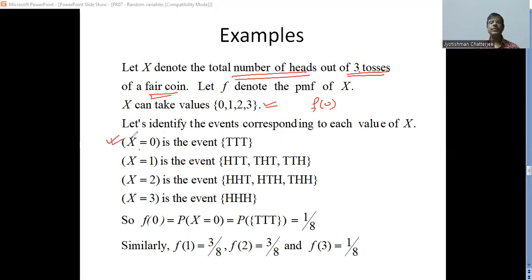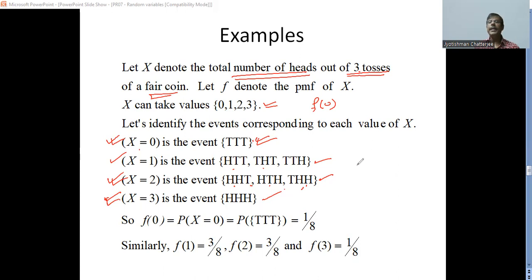What's the event capital X equal to 0? Which outcomes satisfy that? Only the outcome triple T. Similarly, capital X equal to 1 is the event HTT, THT, and TTH. Capital X equal to 2 is given by this event. The outcomes are HHT, HTH, and THH. All these 3 outcomes have the quality that the number of heads is 2. And similarly, capital X equal to 3 is this event.